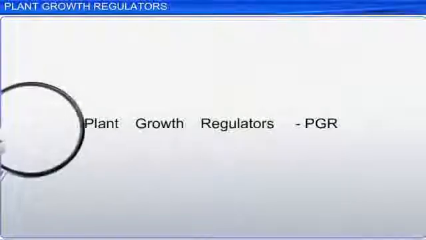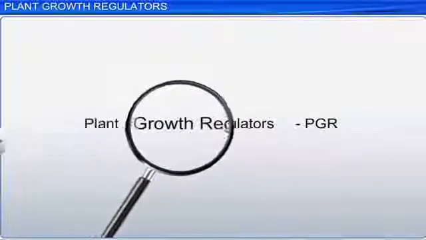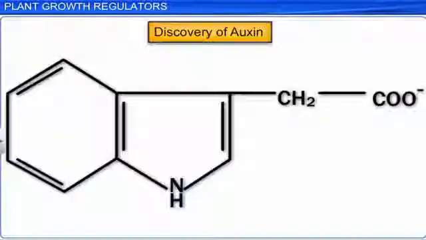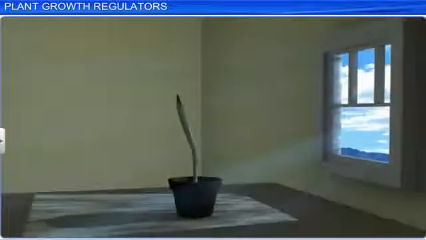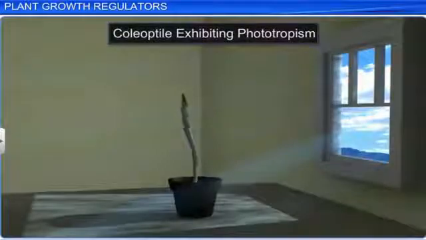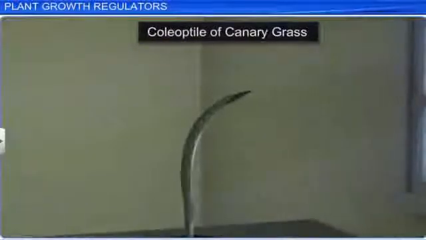The discovery of PGRs was accidental. The discovery of auxin was initiated when Charles Darwin and his son Francis Darwin observed the coleoptile of canary grass exhibiting phototropism towards blue light. After several experiments, they found that the tip of the coleoptile is responsible for the bending of the full coleoptile.